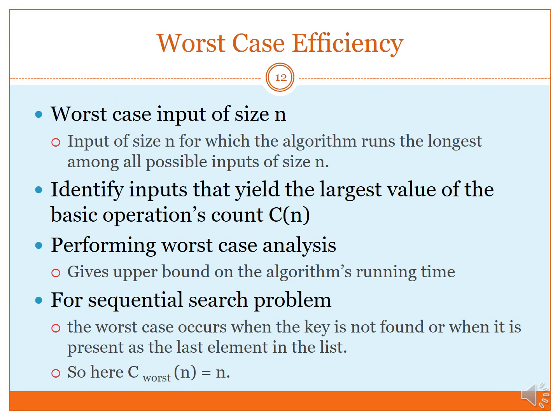The worst case is the situation where the algorithm takes the maximum possible time. For sequential search, the worst case occurs when the element is not present or is located at the last position. The algorithm compares every element. Therefore, worst case of n equals n comparisons. Worst case analysis provides an upper bound on the running time.